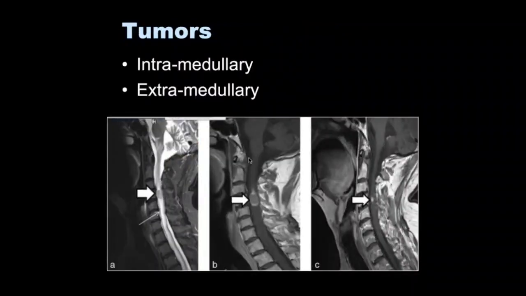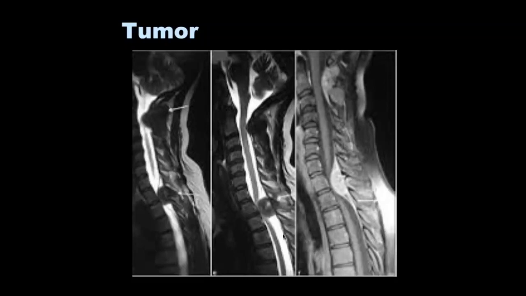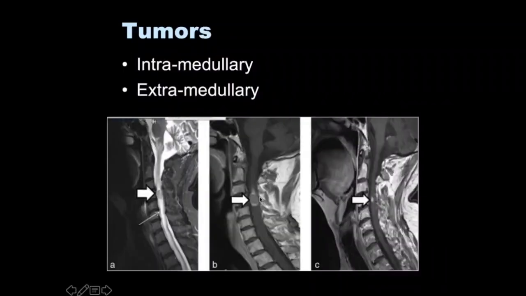Coming to the tumors, I'll just briefly touch on that. It can be divided into intramedullary and extramedullary. Intramedullary is within the substance of the cord itself, and extramedullary would be arising from the posterior elements or from the epidural space, and compromising the spinal canal itself. The previous example was an intramedullary tumor, which is within the cord itself.